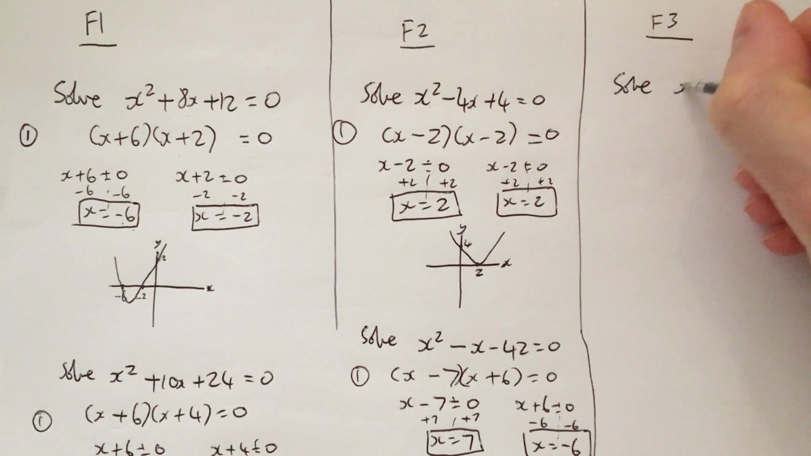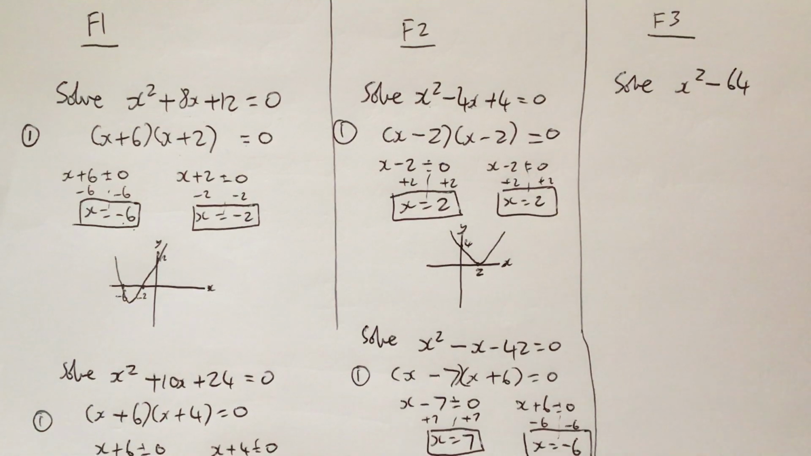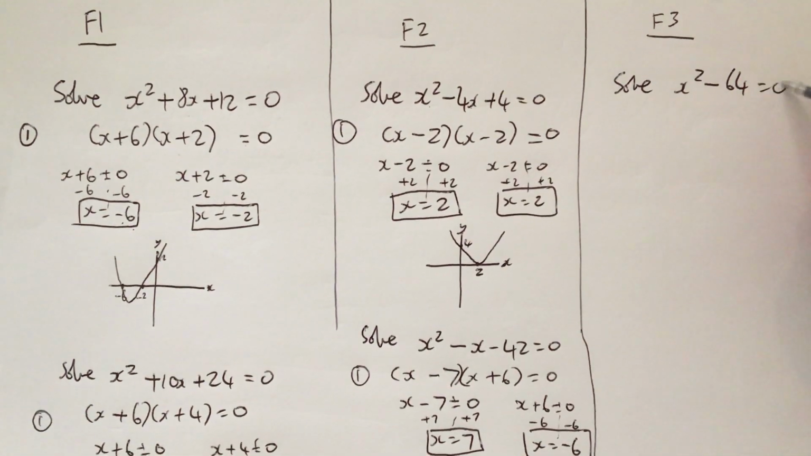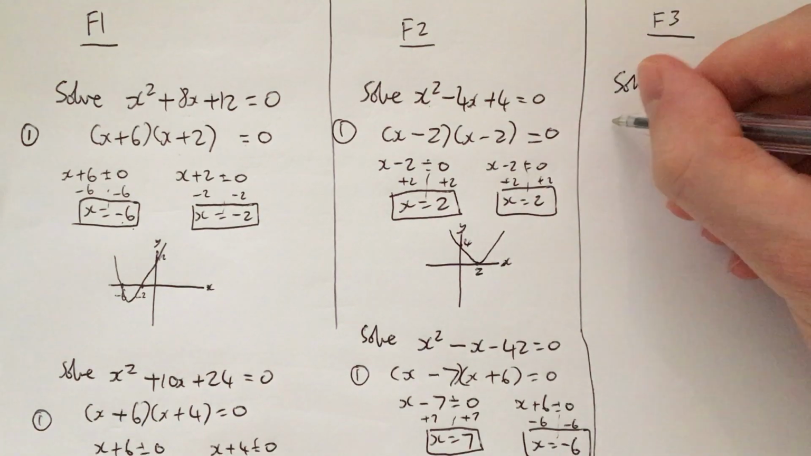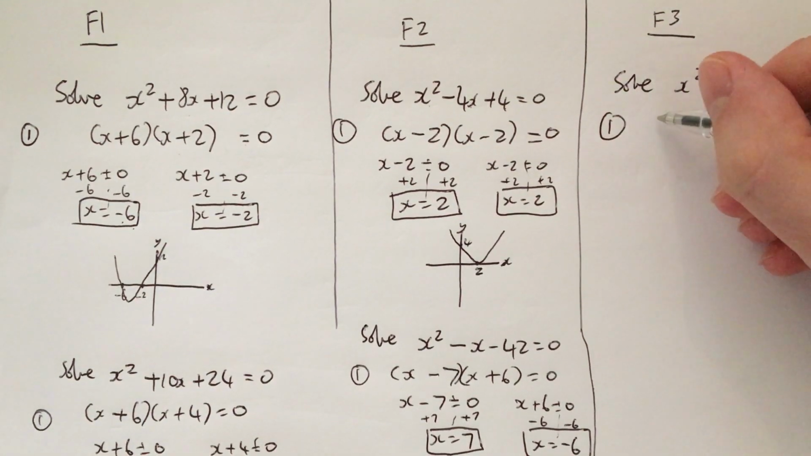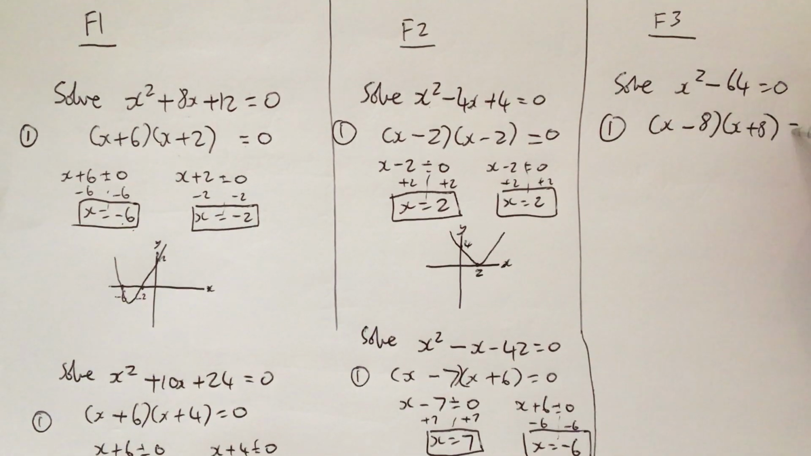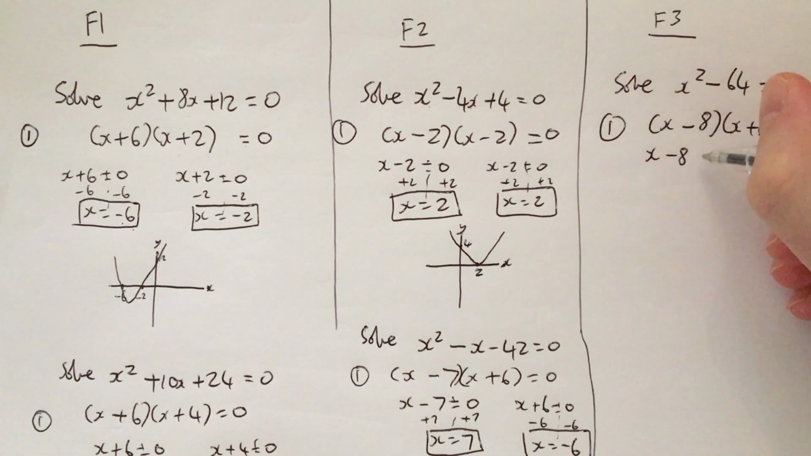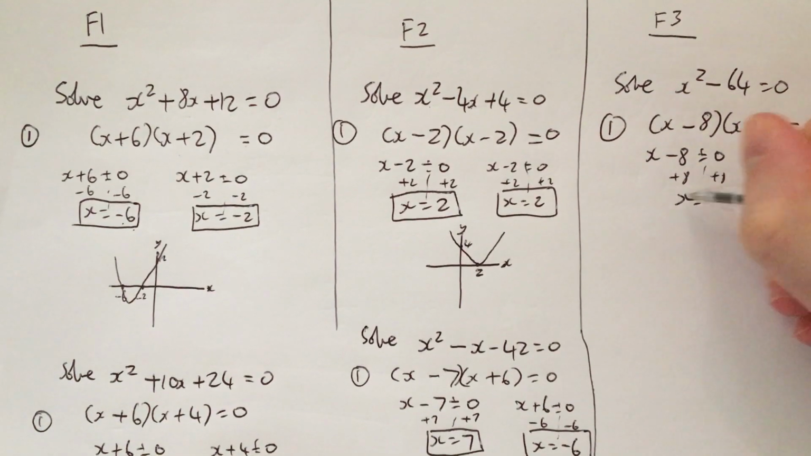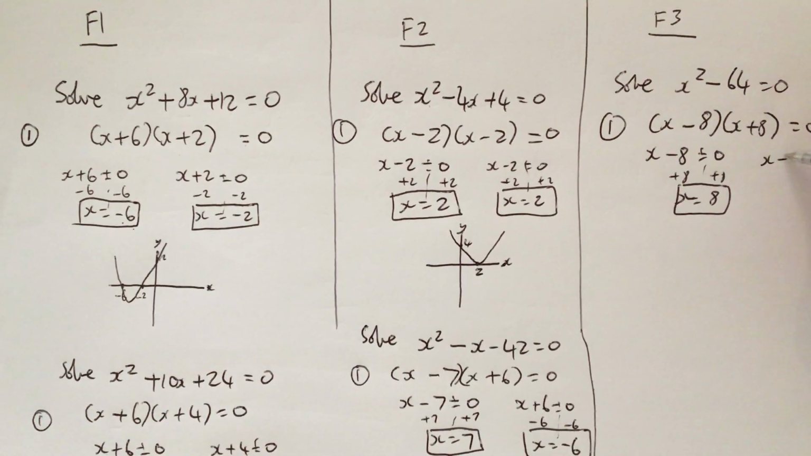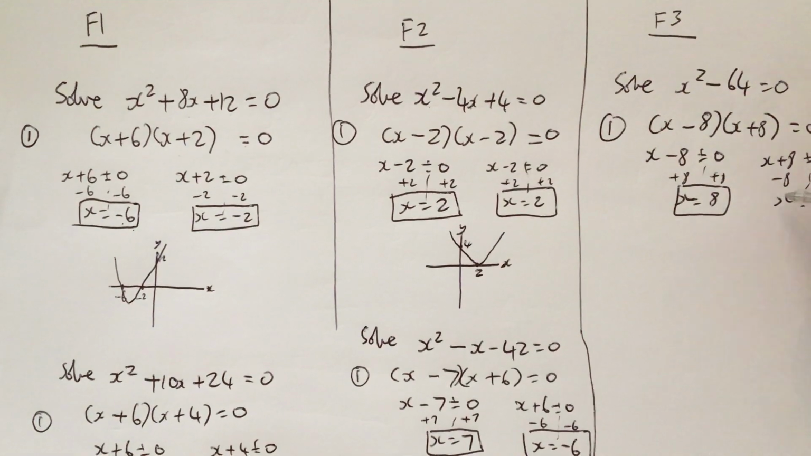Solve x² - 64 = 0. Okay, same process. I can't just add to both sides, doesn't work. Let's factorise first. So look for, can I factorise? Yeah. (x - 8)(x + 8) = 0. Separately, we'll go through it. x - 8 = 0, add 8, so x equals positive 8. x + 8 = 0, minus 8, x equals negative 8.